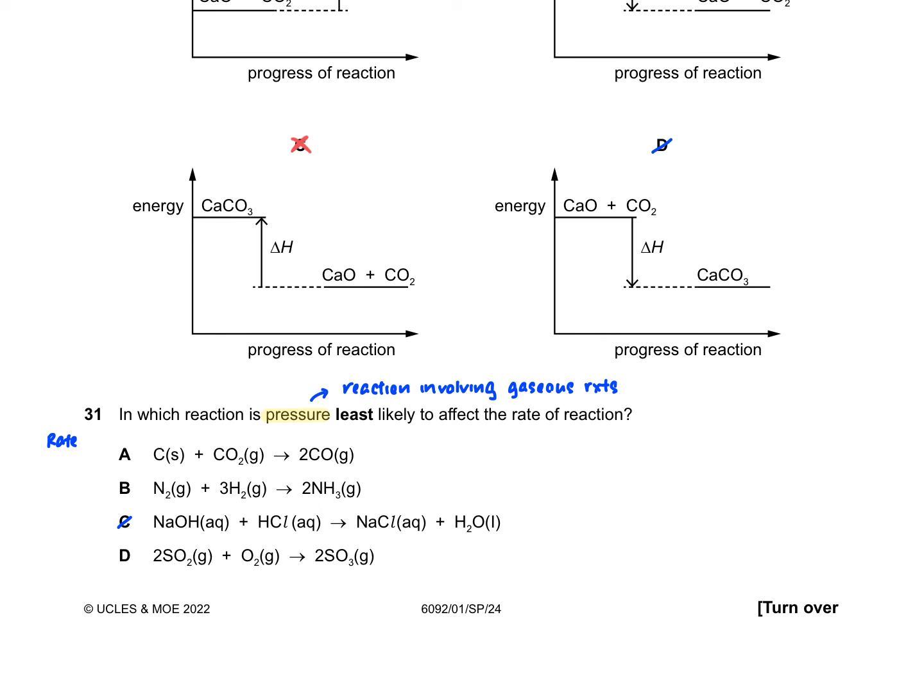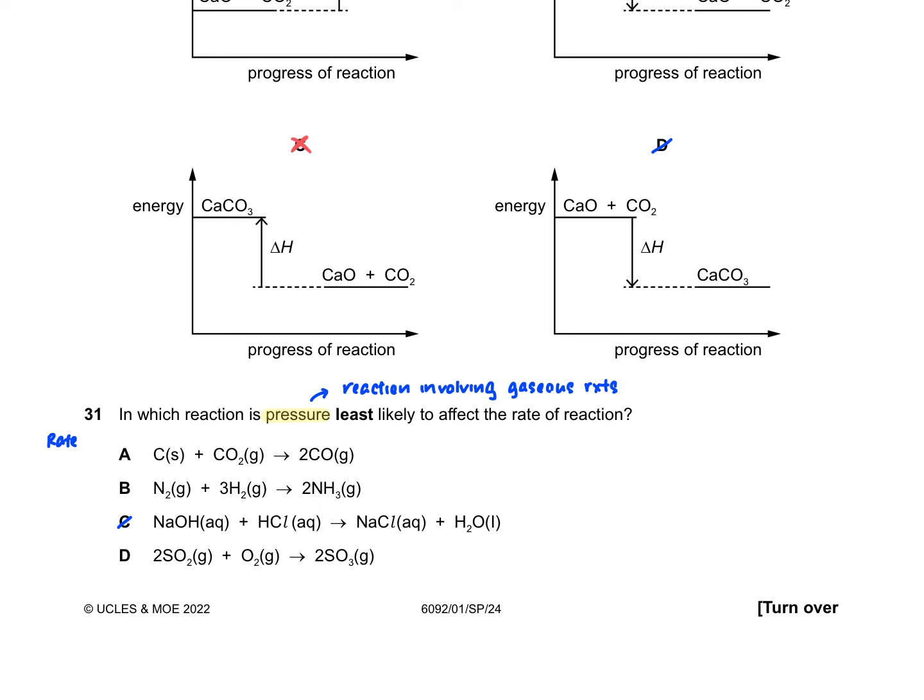Question 31, this is a rate of reaction question. So we have learned in the syllabus that rate of reaction depends on different factors like concentration, pressure, temperature, particle size, and catalyst. So pressure is one of them, but it's important to note that pressure would only affect reactions involving gaseous reactants.